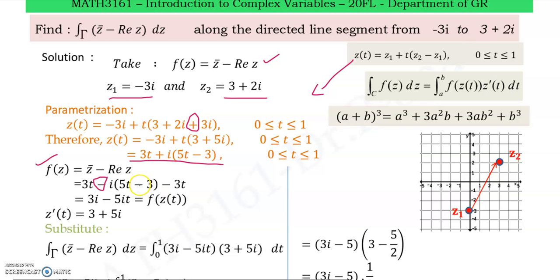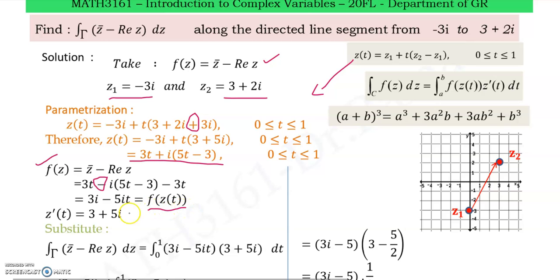Okay, then minus real part of z. Okay, minus, here real part is 3t, so put minus 3t. Okay, then here minus 3t plus 3t will be cancelled, so the remaining is, you multiply the minus inside, so minus and minus plus i, and then plus 3i minus 5it. This is your f of z of t.